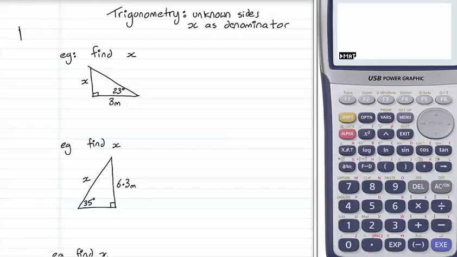Our steps are first, label the sides. So in this first example, I don't have anything on the hypotenuse. Next to the angle, I've got the adjacent. Opposite the angle, I have the opposite.